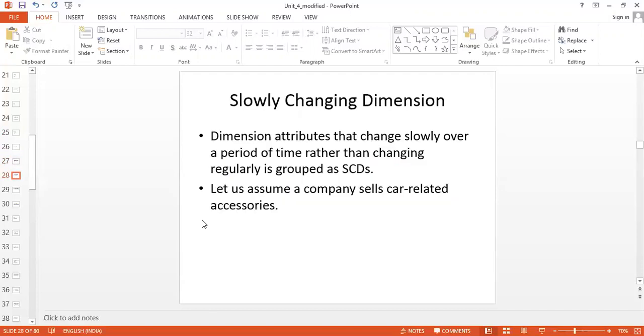The next we have is slowly changing dimensions. These dimensions, which change slowly over a period of time, are called slowly changing dimensions.